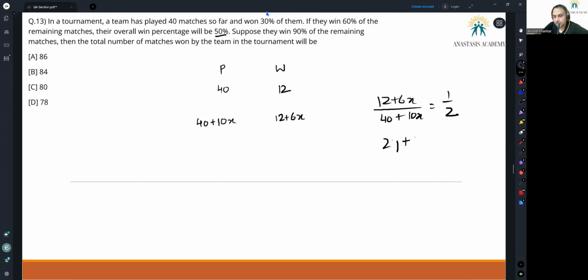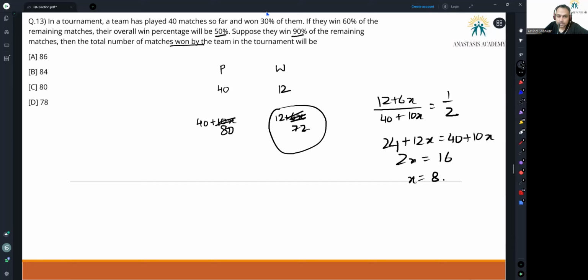24 plus 12x is equal to 40 plus 10x, or 2x is equal to 16, or x is equal to 8. X is equal to 8, so 80 matches are still to be played. In the 80 matches played, what are we ensuring the person wins? Suppose they win 90%, so they win 72 more matches. The total number of matches won by the team will be 12 plus 72, or the answer is 84.